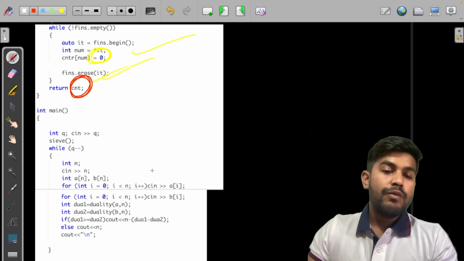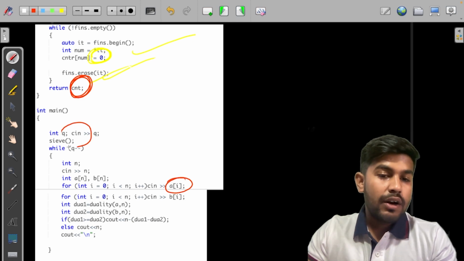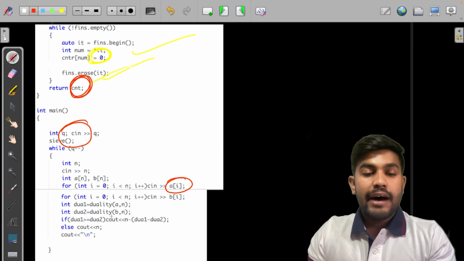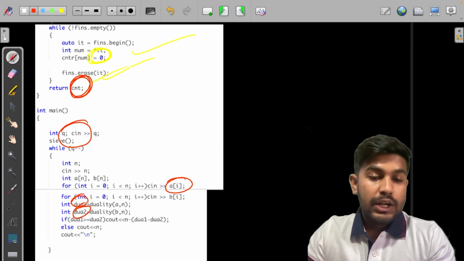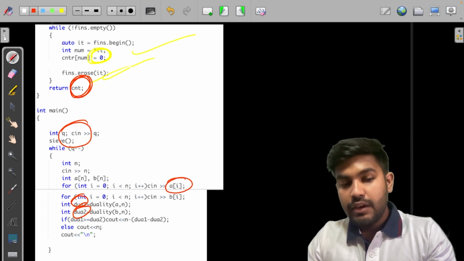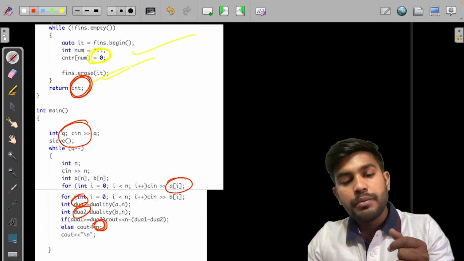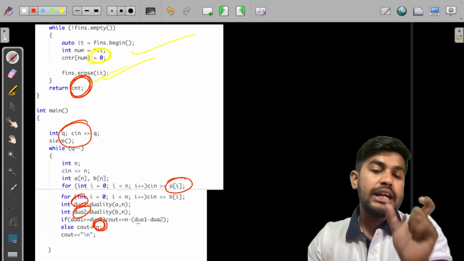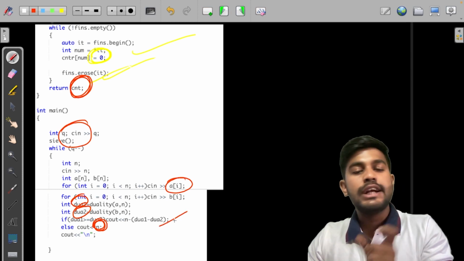Now, as I told, we would take the input, we would take care of the test cases. Then after that, we would find the duality of 1 and 2. If the duality of A is less than the duality of B, we would assign every value. So the output would be n itself. All the values would be the same. Else what we need to do is the duality of A minus the duality of B.